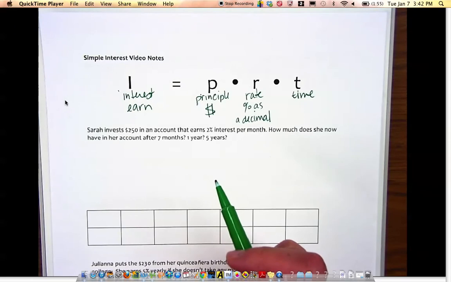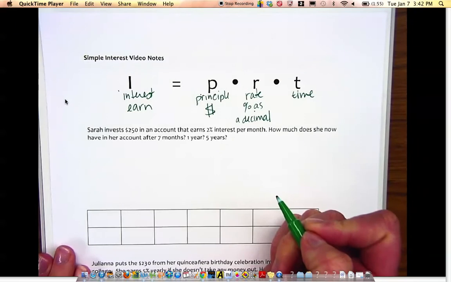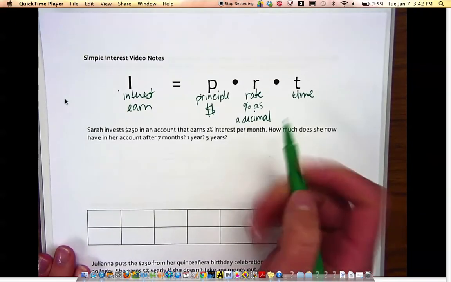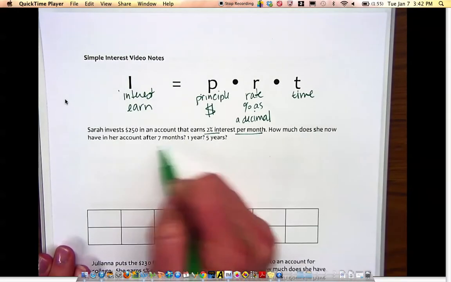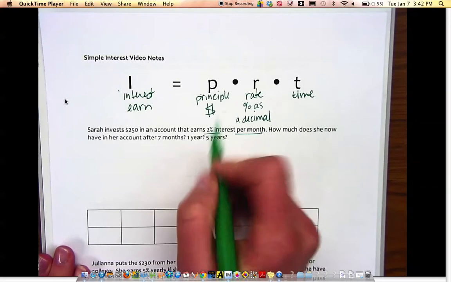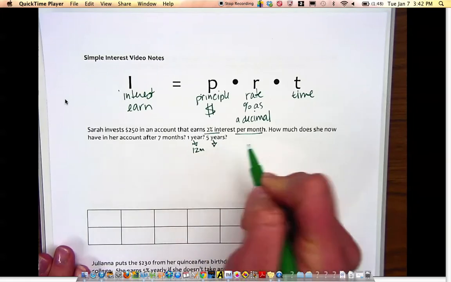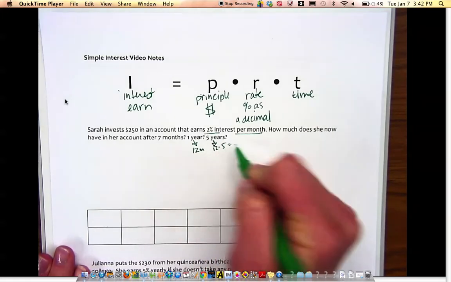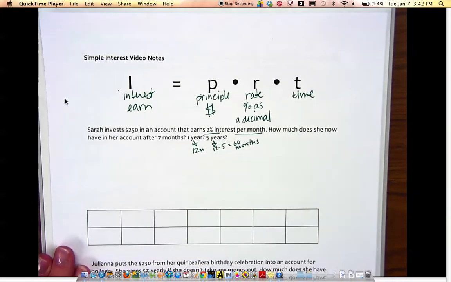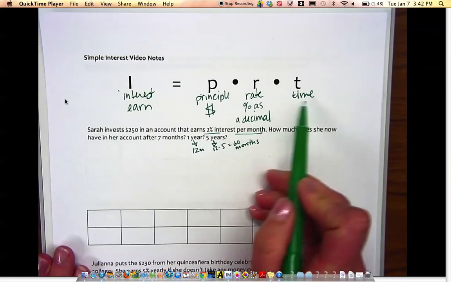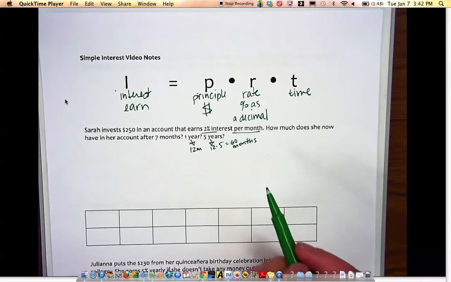Whenever I use a formula, I always write the formula first. We see that this is a 2% interest per month. So 7 months is 7 months. For 1 year, I'm going to say to myself, that's going to be 12 months. And for 5 years, I'm going to have to do 12 times 5, so that's going to be 60 months. Like I said before, I need to pay attention to my rate and my time and the relationship that those have.